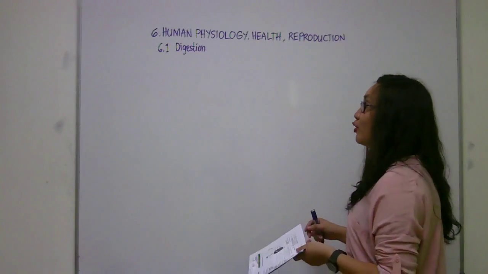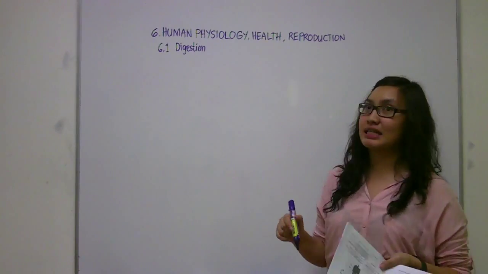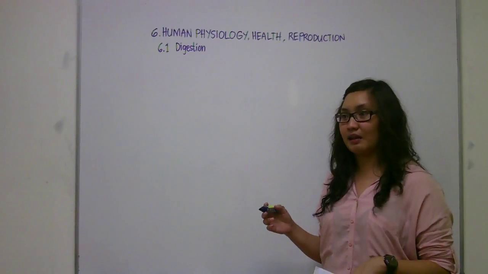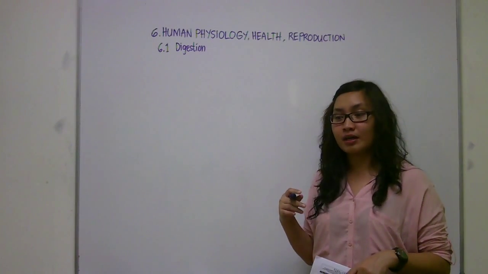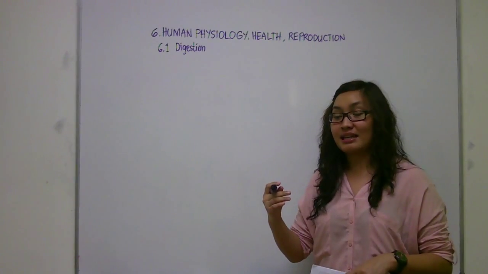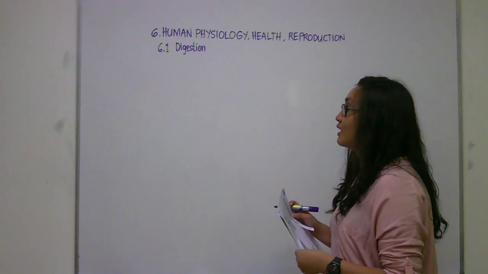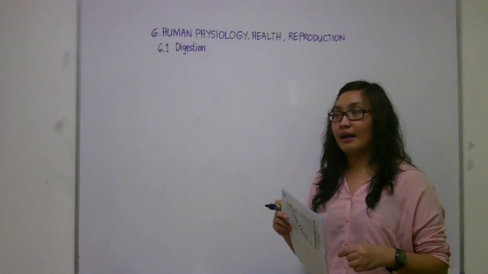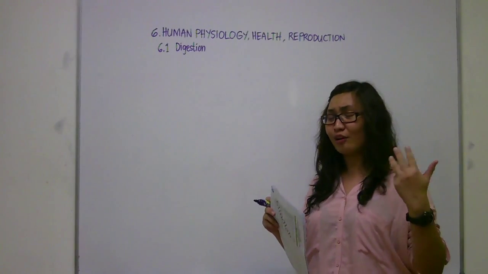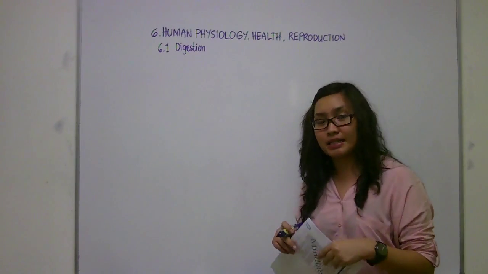For this chapter, we are going to discuss human physiology, health, and reproduction. Most of the students can relate to this topic because they can actually see them and apply them. And I think that previously, most of the students we have already have a background knowledge or foundation with the usual organ systems.